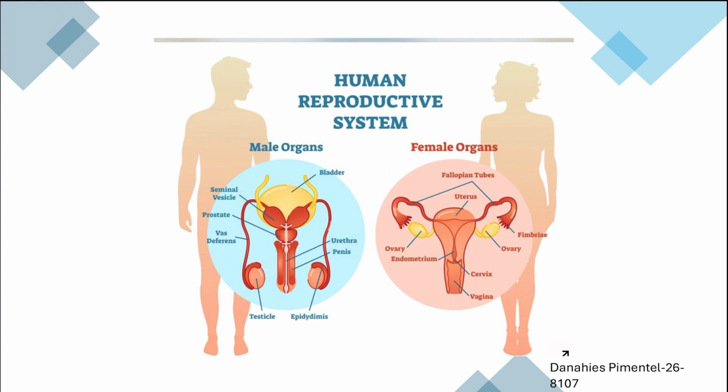Hello. In today's presentation, I'm going to be going over the human reproductive system. So, to start off, the human reproductive system consists of two sets of organs, which are the male organs and the female organs.